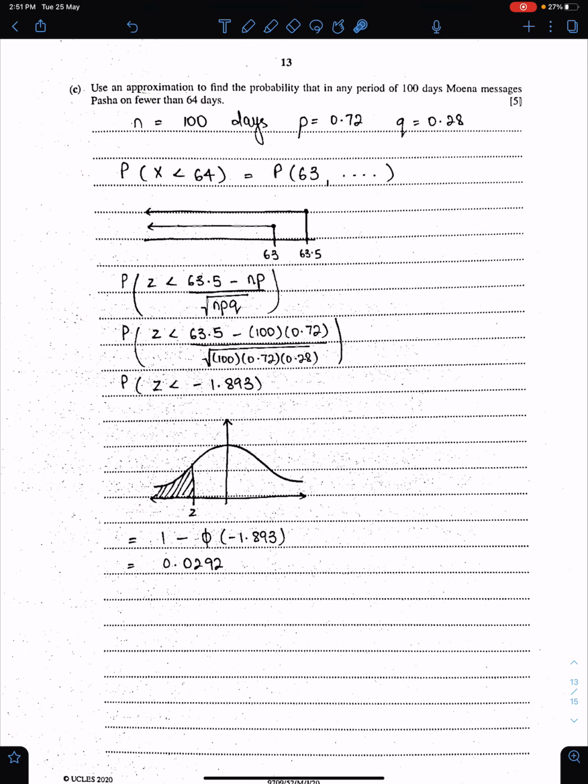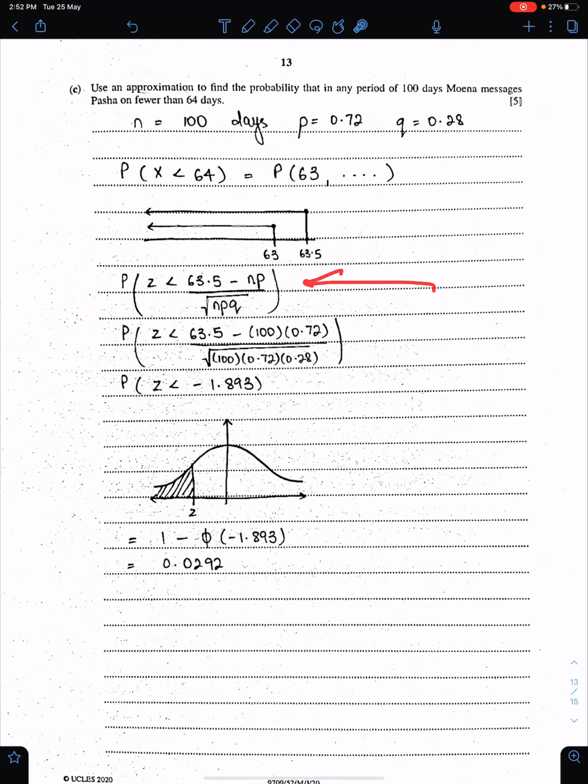Part C. Use an approximation to find the probability that in any period of 100 days, she messages Pasha on fewer than 64 days. This is a normal approximation question to binomial distribution. The first possible number is 63 because this is exclusive. And you need to mention this number on a number line. And since you are going on this side, you need to take the upper bound of this number, 63.5. Whenever we go on this side of the number line, we always take the upper bound. So 63.5 minus np divided by the square root of npq.